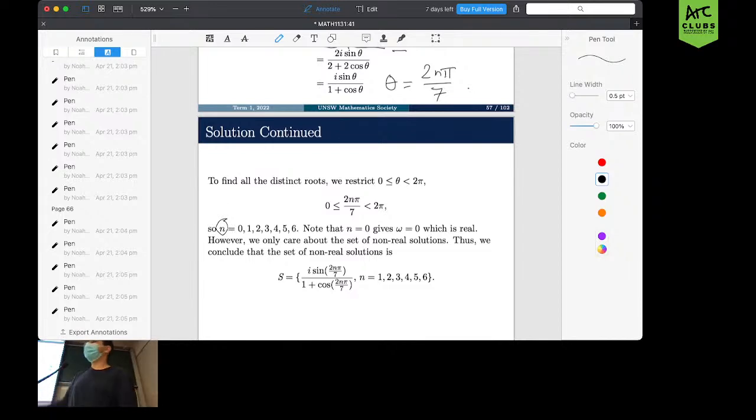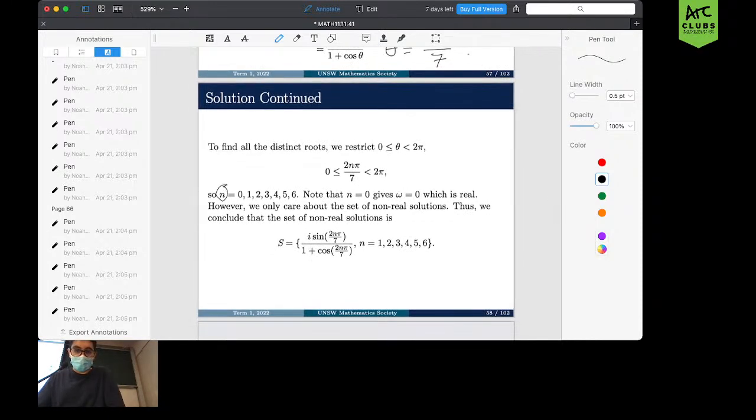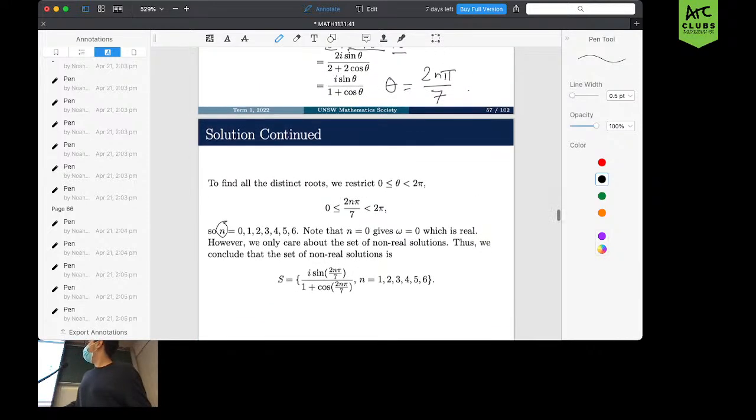And note that there's clearly 7 possible values for n, which suggests that we did it right because we know the original equation only has 7 roots. And we note that when we substitute n equals 0, we're going to get theta is equal to 0. And if we substitute theta into i sine theta divided by 1 plus cos theta, we're going to end up getting 0, or omega equals 0.